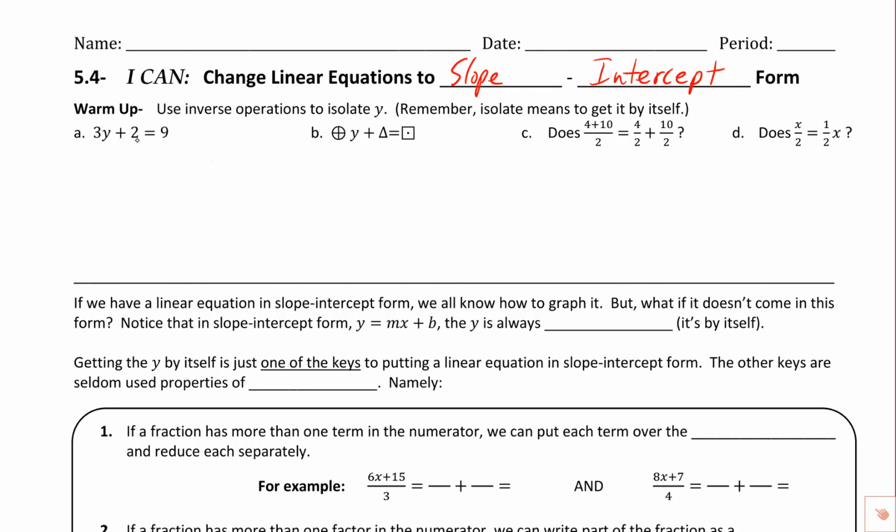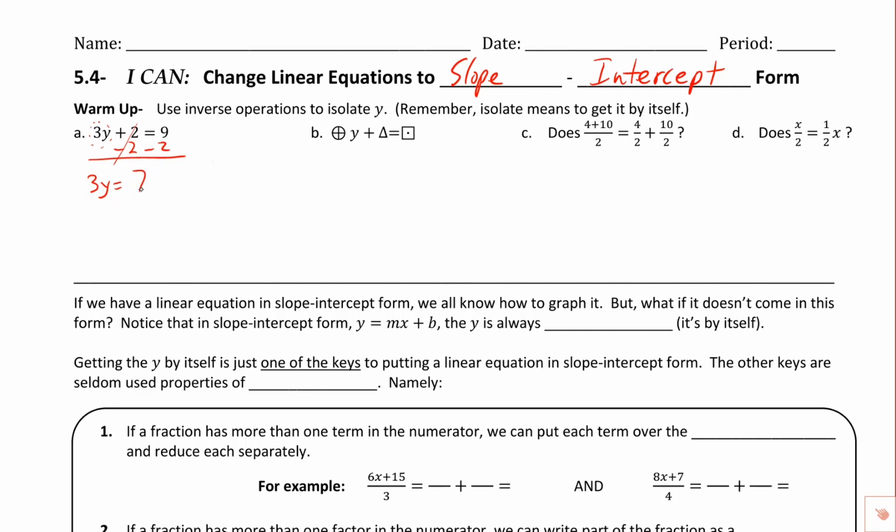We want to solve this for y. We want to isolate the y. So the first thing we're going to do is notice that this is the variable term right here. So we're going to get rid of the 2 by subtracting 2 from both sides. So we're going to go ahead and do that. Those, of course, cancel each other out. They make a 0. Those are additive inverses. So we get 3y on this side, and then on the other side we get a 7.